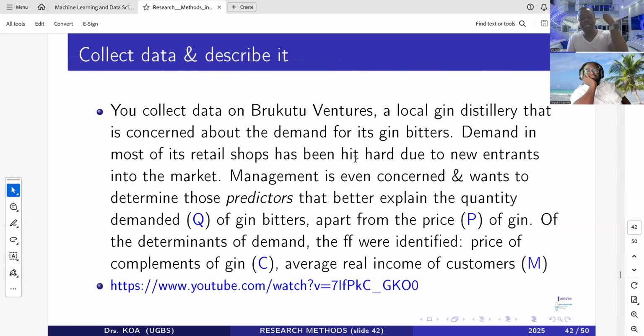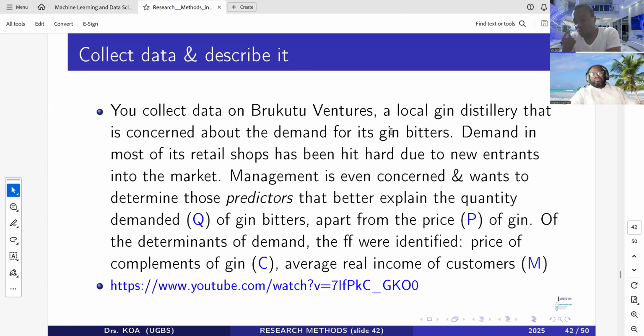Okay. So the data we have collected for this purpose is called Burkutu Ventures. It is a local gin distillery that is concerned about the demand for its gin bitters. Now, demand in most of the retail shops has been hard hit by new entrants. So competition has heightened and management is concerned and wants to determine those independent variables, those predictors that can better explain the quantity demanded of gin bitters. Now, what is the quantity demanded of gin bitters?